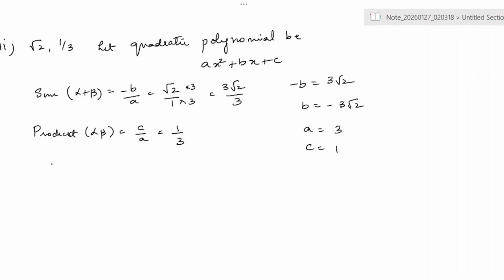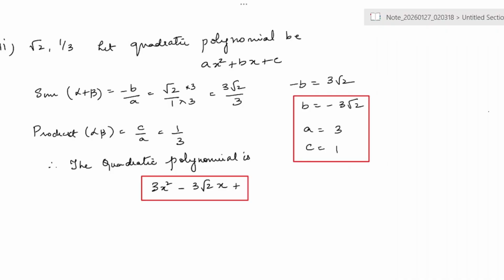Okay. So therefore the quadratic polynomial is... we'll just substitute the values for a, b, c. So a is 3. It is 3x squared. We have plus, so this is minus, so minus 3 root 2x and plus 1 constant. So I just highlighted the answer. We'll go to the next sum.